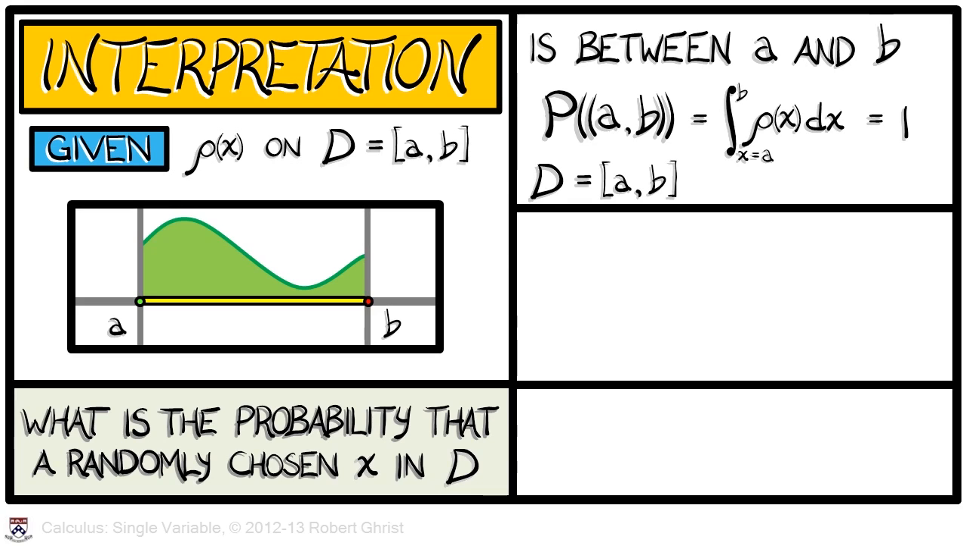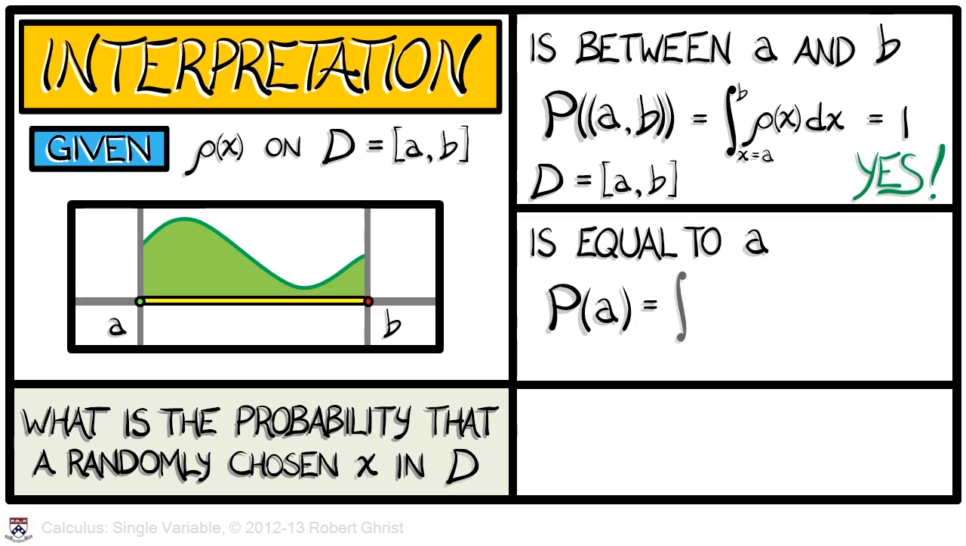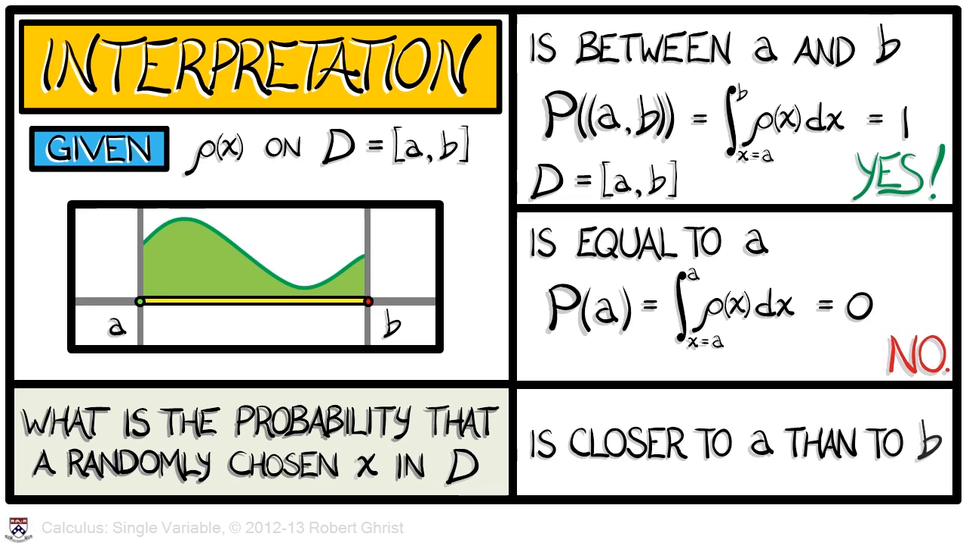What does that mean? When you see a probability of 1, that means yes, it will happen. But let's keep going. What's the probability that a randomly chosen point is exactly A? Well, that probability is the integral of rho of x dx as x goes from A to A. From what we know about integrals, that is equal to 0. When you have a probability of 0, this means no, it's not going to happen. What's the probability that a randomly chosen point is closer to A than to B? Well, we would simply integrate rho of x dx from the left point A to the midpoint of the domain.